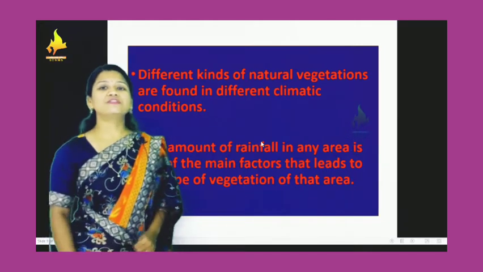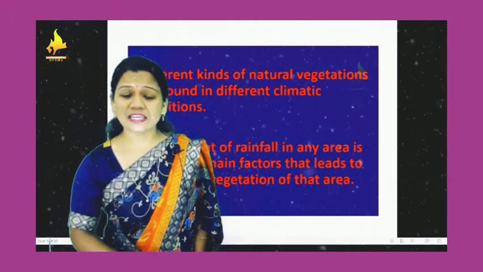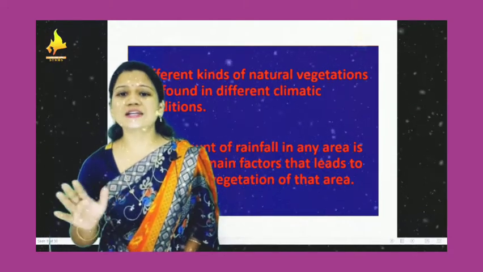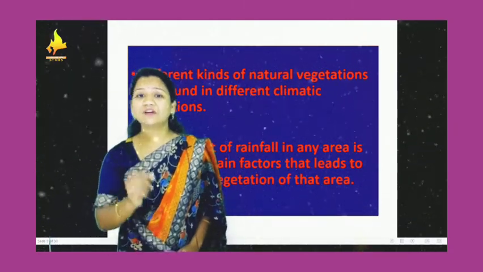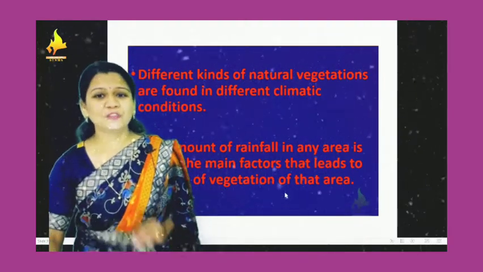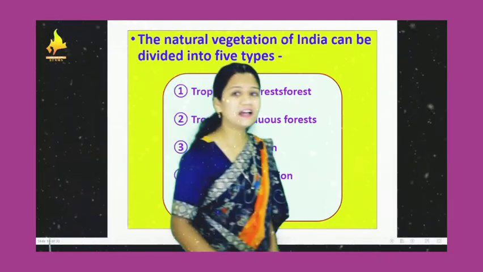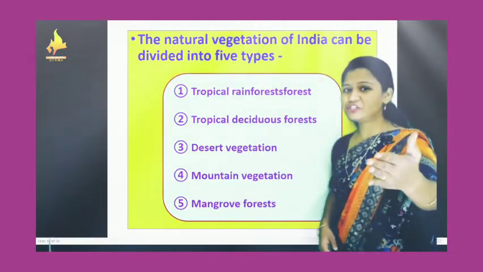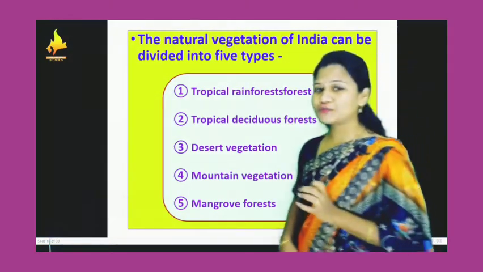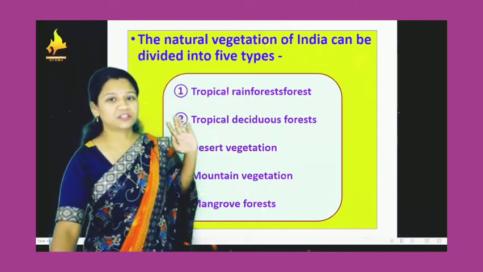Different kinds of natural vegetation are found in different climatic conditions. Even the amount of rainfall differs in different areas, it is not the same, and rainfall is one of the very important factors which leads to the type of vegetation of that particular area. The natural vegetation of India is classified into 5 divisions, displayed here on your screen: tropical rainforest, tropical deciduous forest, desert vegetation, mountain vegetation and mangrove forest.